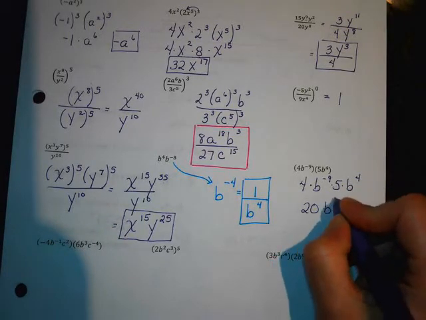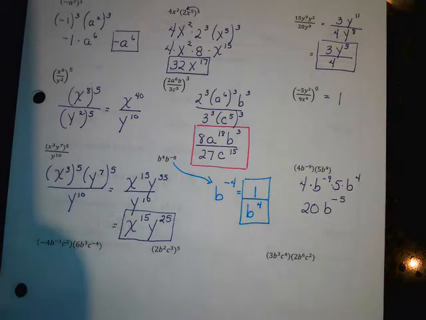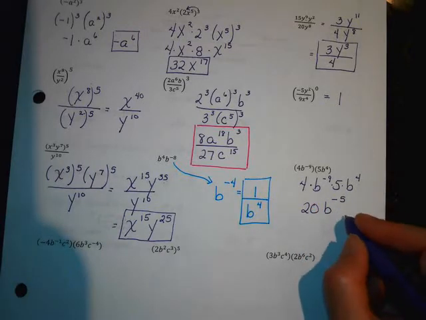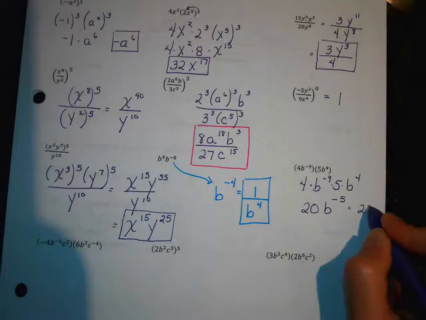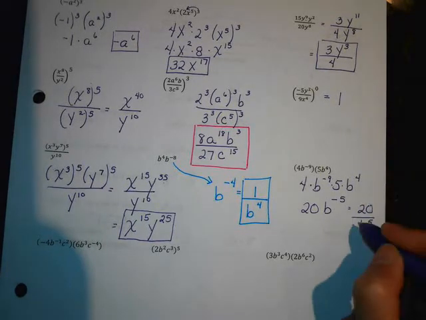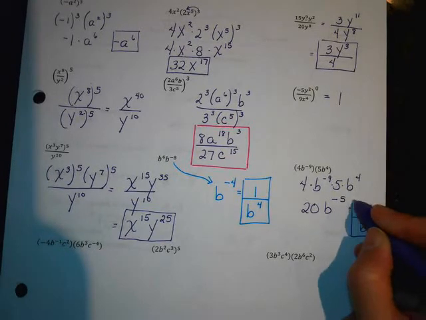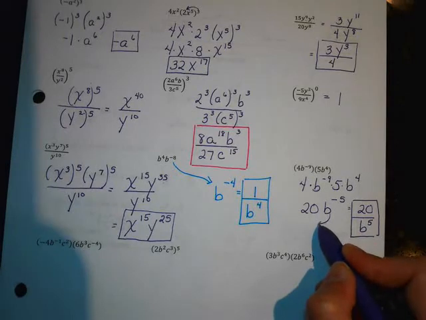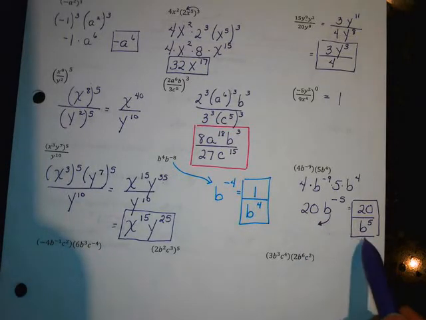Now look, this 20 is perfectly happy where it is. It does not have a negative power. So this guy has a negative exponent. So the 20 stays where it is, and then the b to the 5th comes downstairs. So to make that power positive, you bring it down. Since it's in the numerator, you take it down into a denominator, and then you're allowed to make it positive.